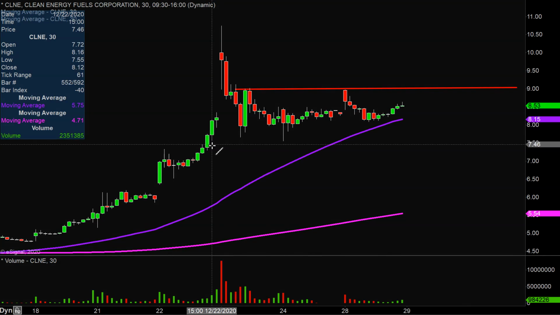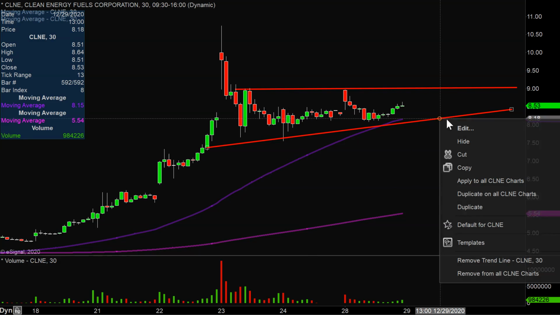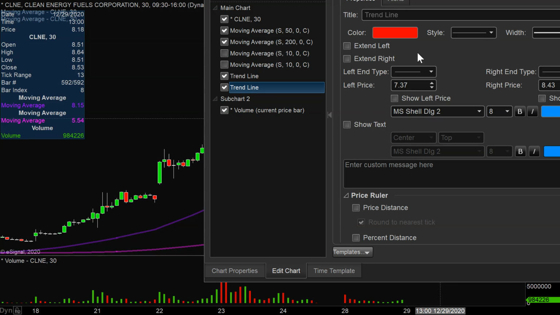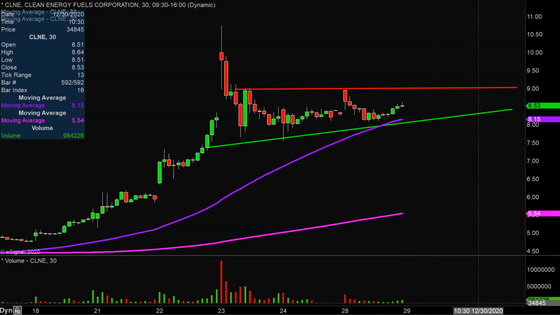But at the same time, you have this nice uptrending trend line here. So sure, the bears have been showing up, but the bulls have also been showing up via, like I said, this trend line here. So let's actually change this to green to represent support. And that's what we have moving forward here, and what I would call, in the world of charting, an ascending triangle.